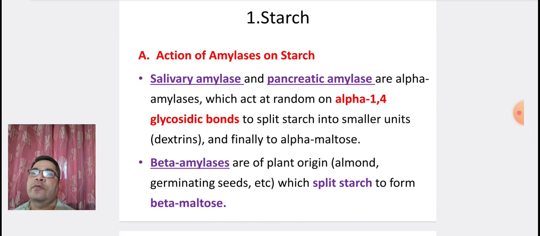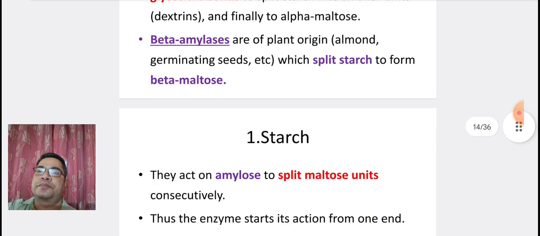Coming to the action of amylases on starch. Salivary amylase and pancreatic amylase are alpha amylases, which act on alpha-1,4 glycosidic bonds to split starch into smaller units, that is dextrins, and finally into alpha maltose. Beta amylases are of plant origin, such as almond and germinating seeds, which split starch into beta maltose.